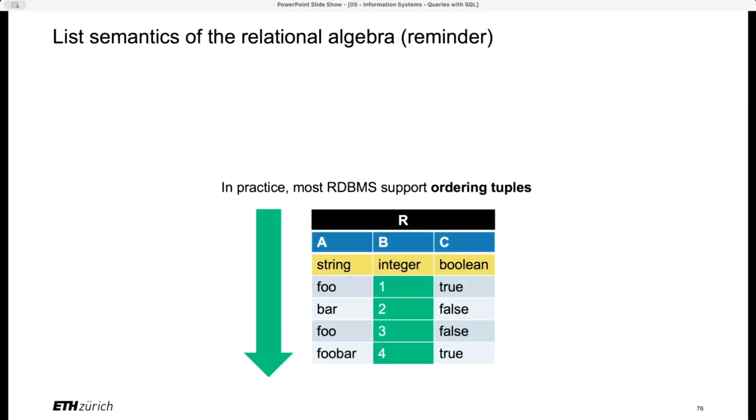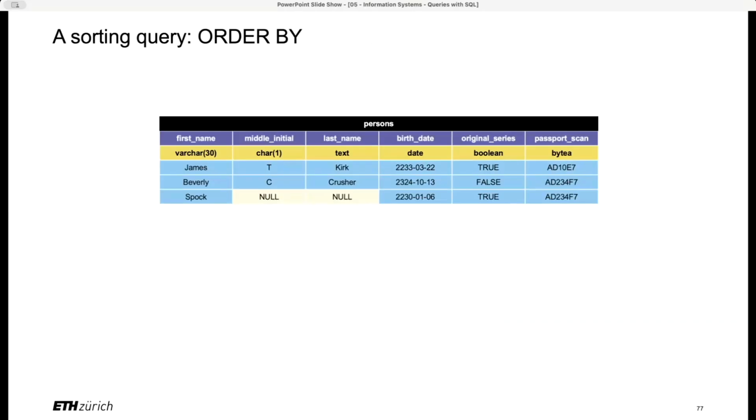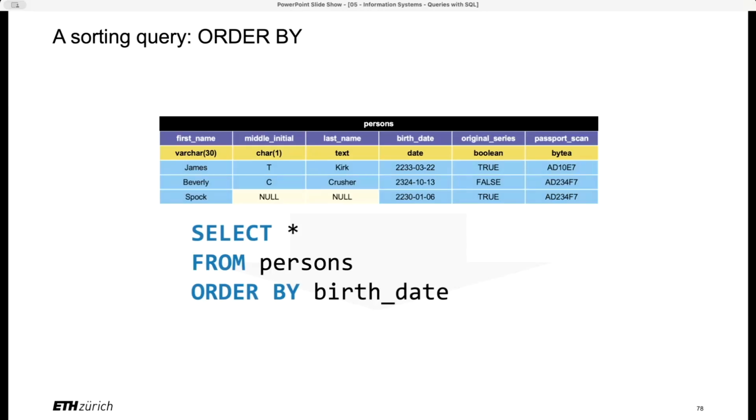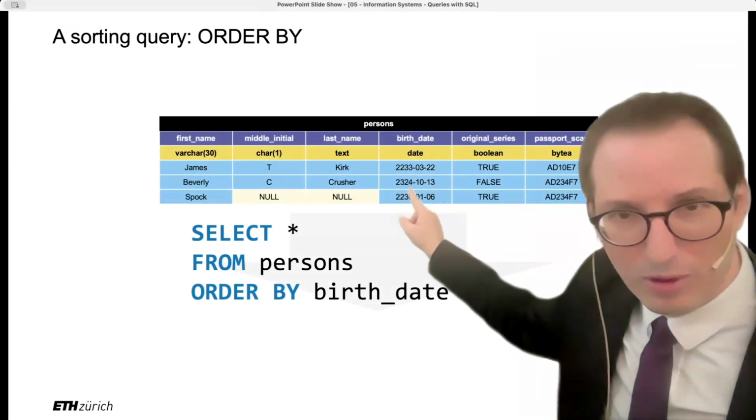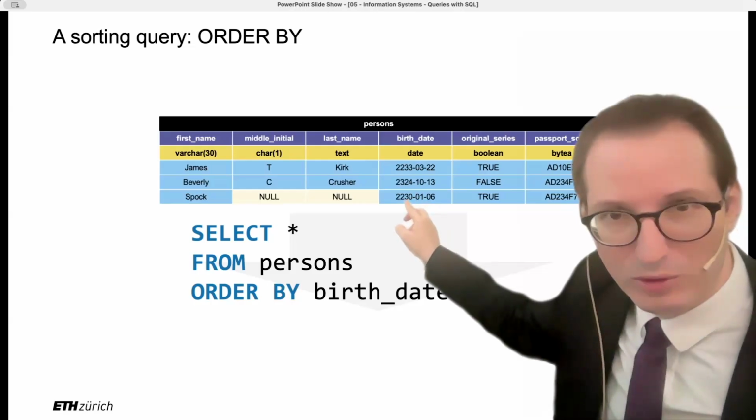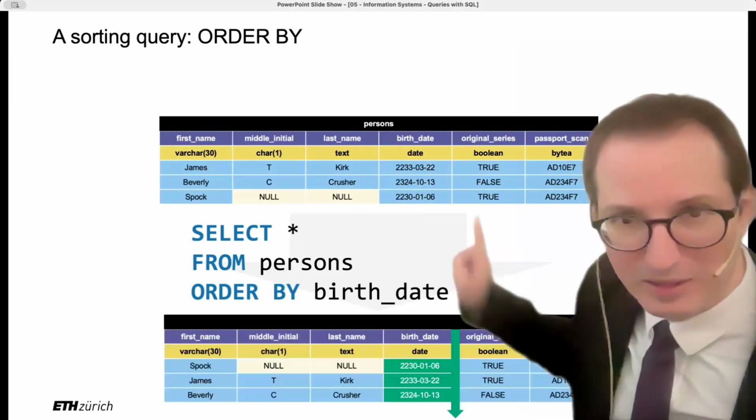And it means that we are able to ask PostgreSQL in SQL to list the records in an order that we want, right? And for this, we use yet another clause. In addition to select from where, we have order by. Order by allows us to specify a column or multiple columns or an expression by which we wish to sort. In that case, by birth dates. So you see 2233, 2324, 2230. So it will be this one, then this one, then this one.